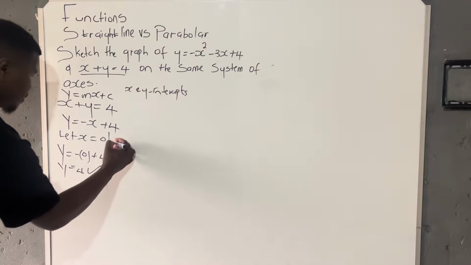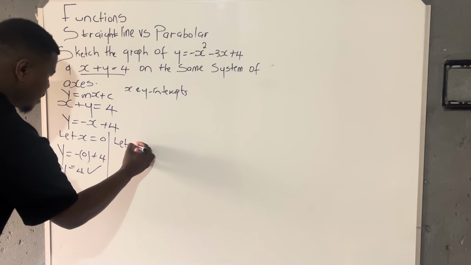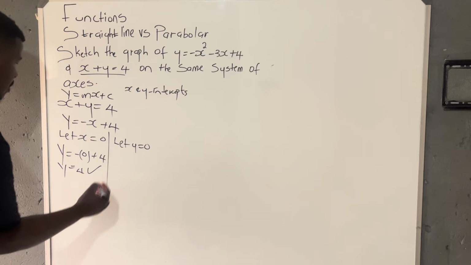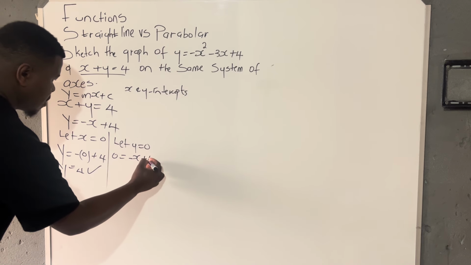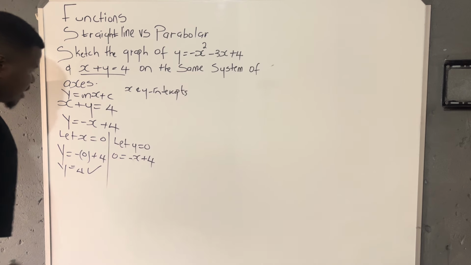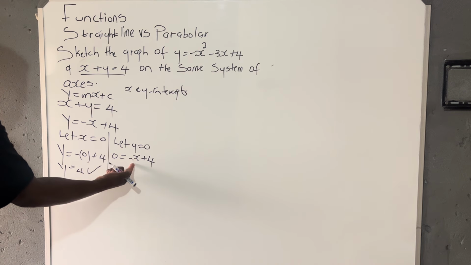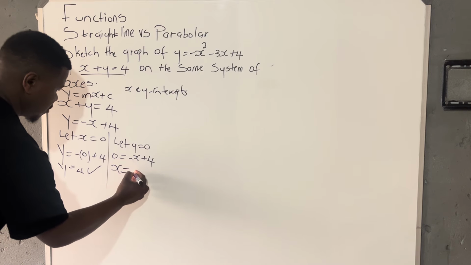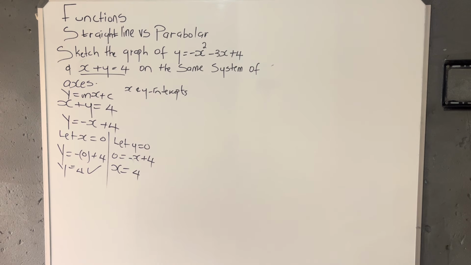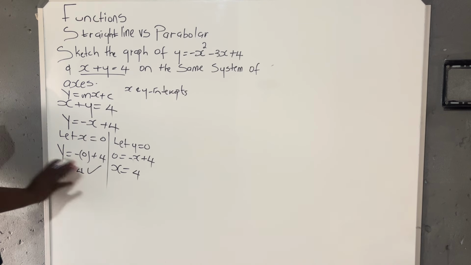Now, if I say let y be 0, from here I'm getting 0 is equivalent to negative x plus 4. Remember, this is the negative. Now, I rather transpose x to the left since it's negative. So it's going to be a positive x equals 4. So now you can tell that I can now draw the straight line, but no rush.